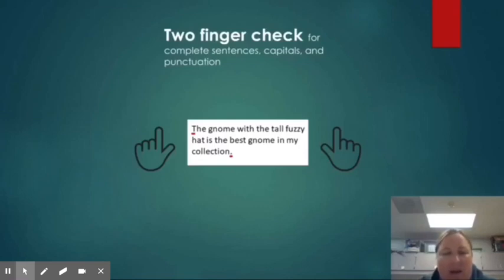I also check that there is a capital at the beginning and that there's punctuation, a period at the end, and that seems to be the right punctuation to go with it. So as you are doing your two-finger check, you want to make sure that you have the capital at the beginning, the appropriate punctuation at the end, and does your sentence have the subject, what we're talking about, and the predicate, which is the action or the description of them.